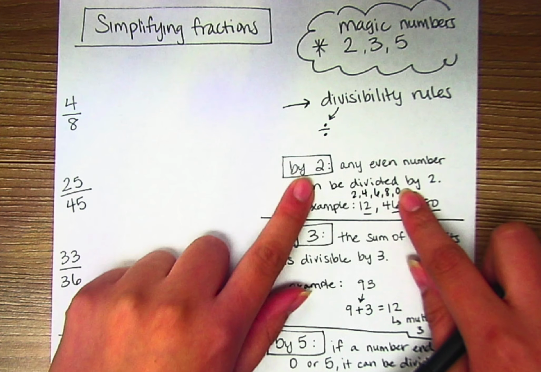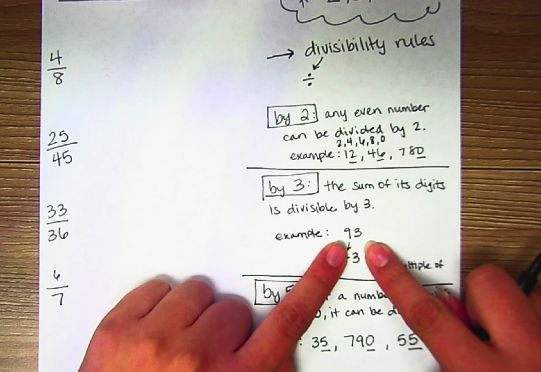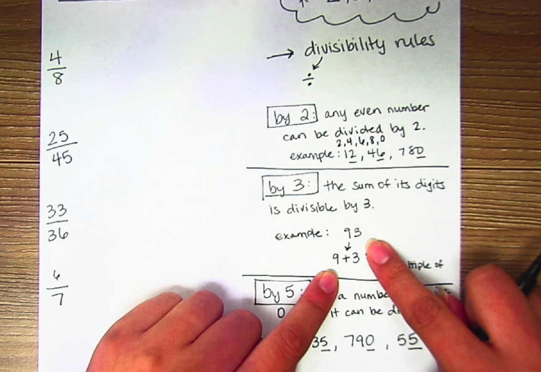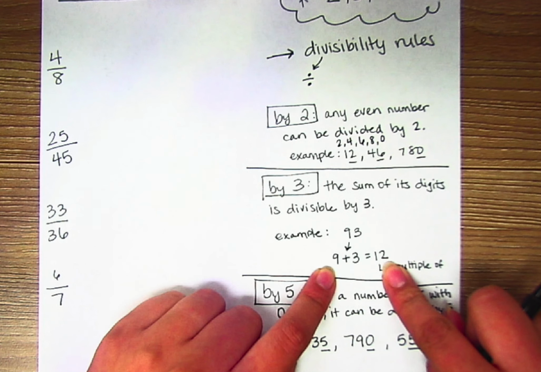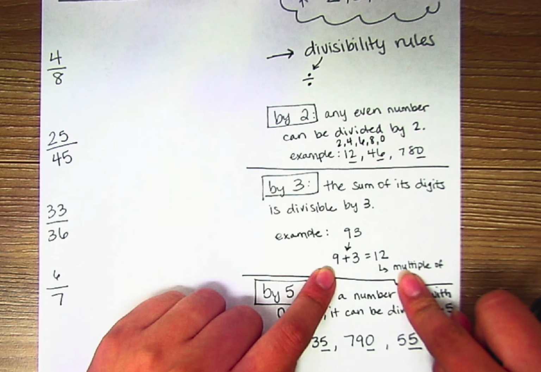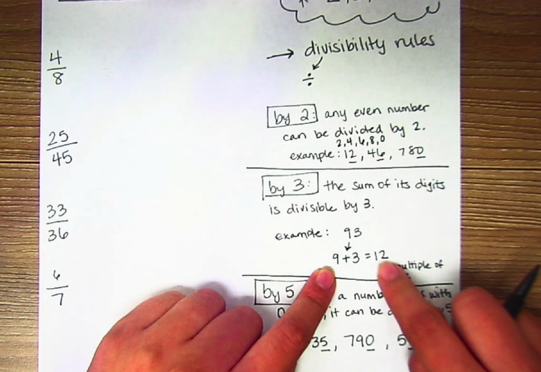Okay, let's look at when you're dividing by 3. So it says the sum of its digits is divisible by 3. So if we look over here in the example is 93. Well, I'm going to add those two numbers together. 9 plus 3 is going to give me 12. That is a multiple of 3, so yes, I can divide it by 3. Okay. So it's really important you know your multiples of 3 here.